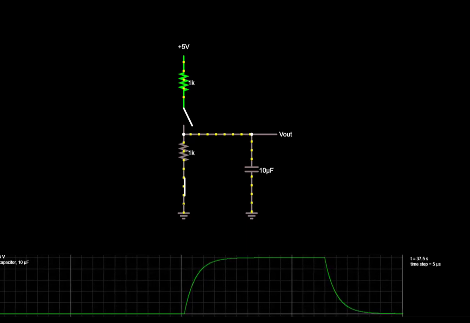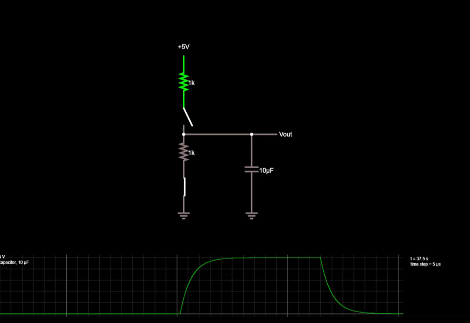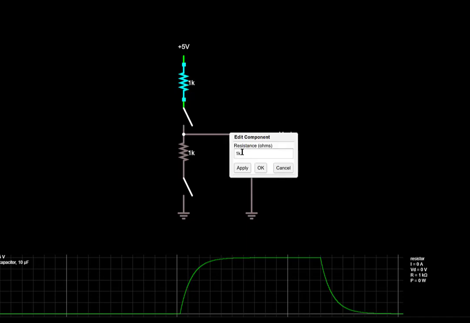There's a flow of current until it gets to ground, and then the flow of current essentially stops. I'm going to pause the simulation here, and we'll take a look at what happens if we want to change the value of the resistor. So let's change this pull-up resistor from 1 kilo ohm and make it 2 kilo ohms, so it's twice as big.